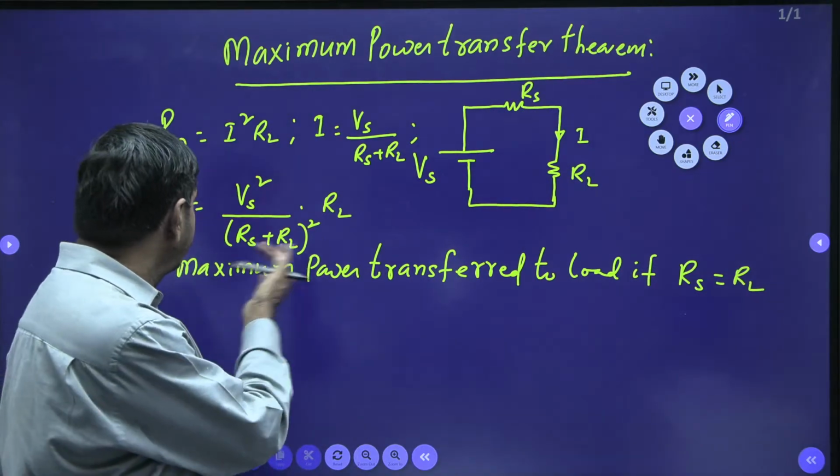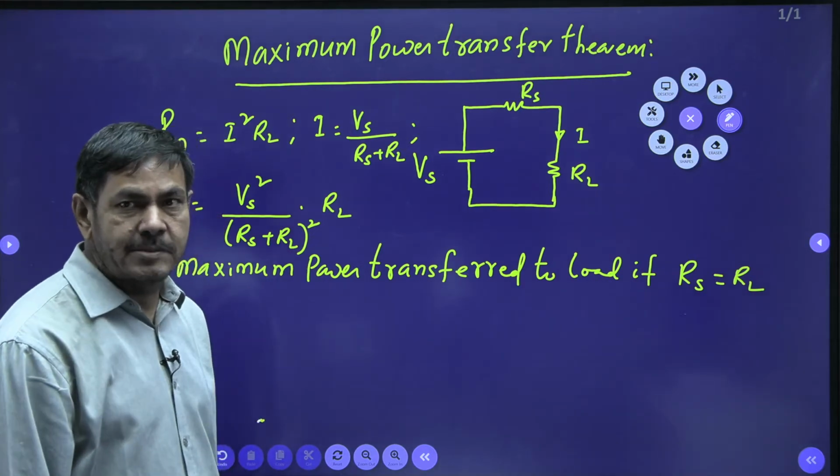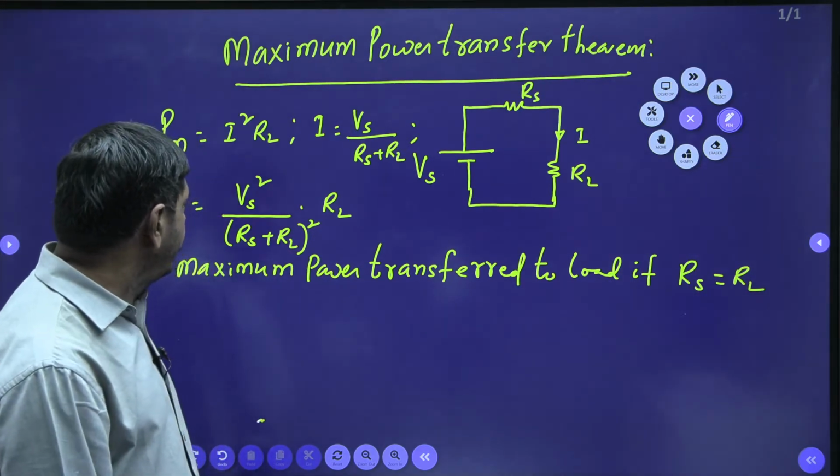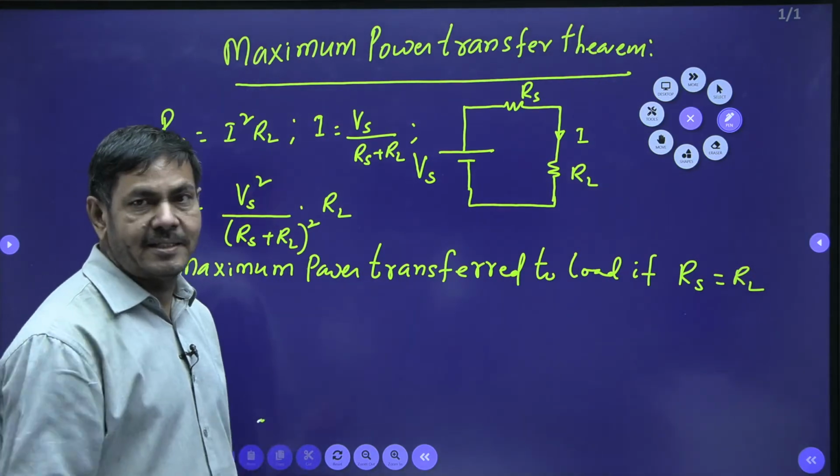If you differentiate with respect to RL, that condition is directly available. According to maxima and minima, you find dP by dRL and equate it to 0. You will get Rs equal to RL directly.